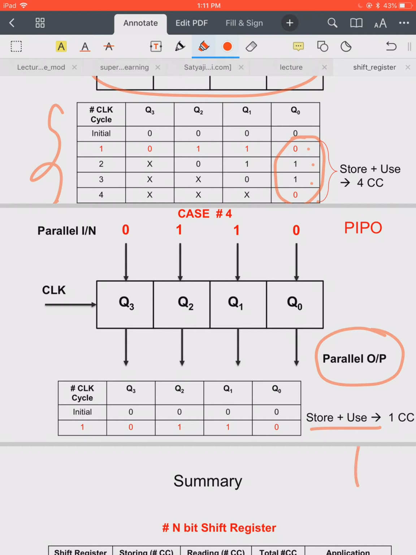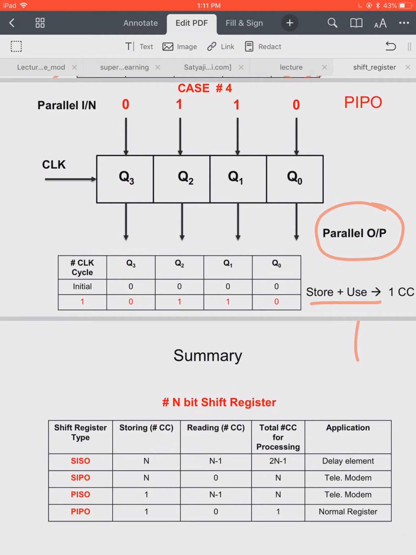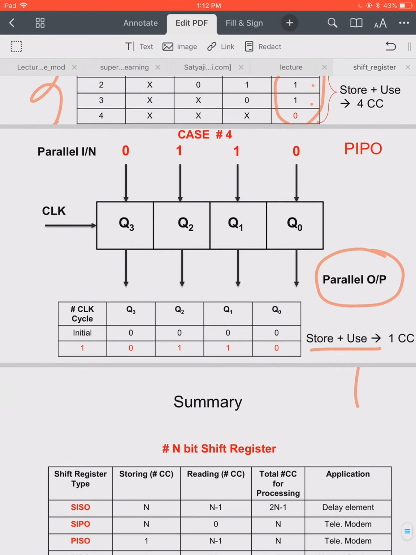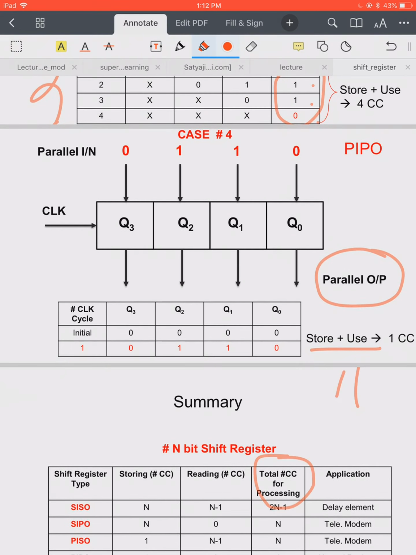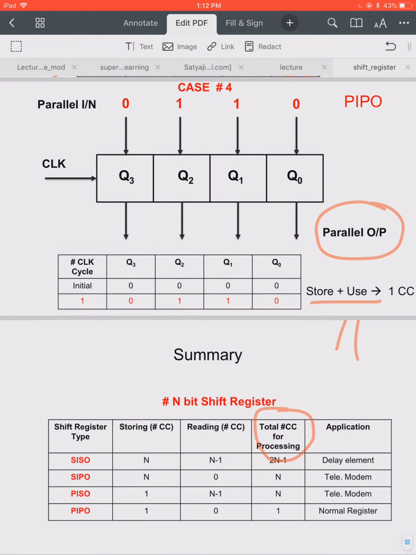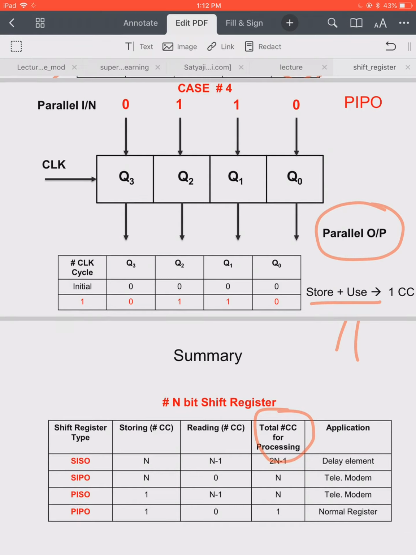Let's summarize our discussion. For an n bit shift register, we can have 4 types of register that we already discussed, and we can have different application scenarios where we need to use different shift registers. Processing means processing of data, that is, storing the data and reading the data through the shift register. Depending upon the shift register type, the total number of clock cycles for processing will be different. Here we can see that for a single input single output register I need n clock cycles for storing and n minus 1 clock cycles for reading.